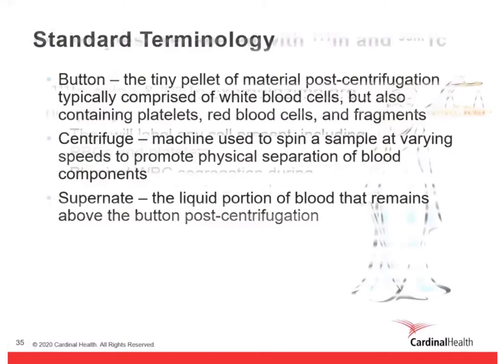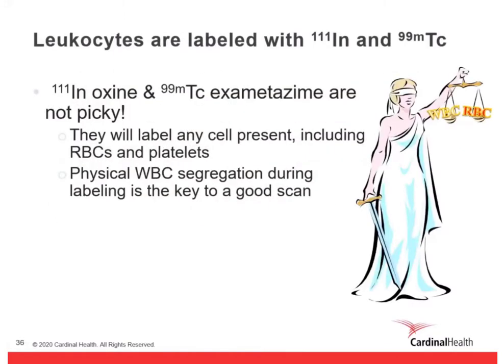So again, inside the pharmacy, our process revolves around separating and isolating out those white blood cells. We have to do this because both technetium and indium are not picky. They're going to label any cell that's present, including red blood cells and platelets. So physical separation of that white cell is key to make sure that we get a good scan.